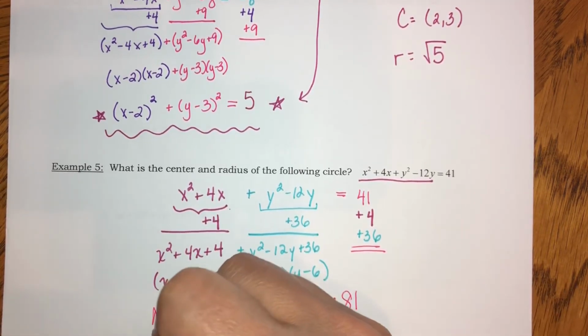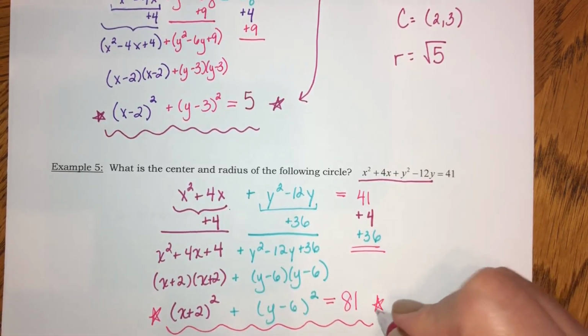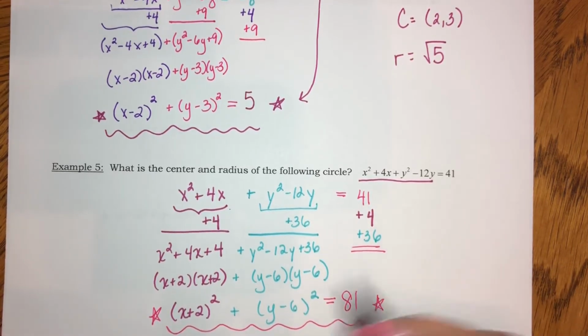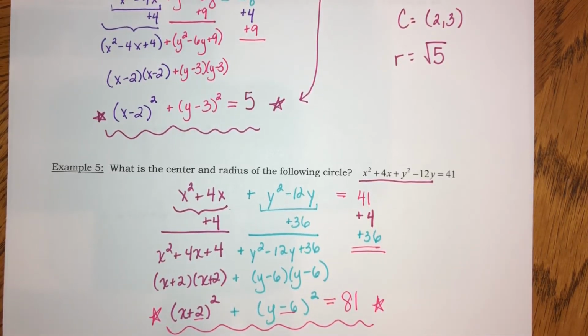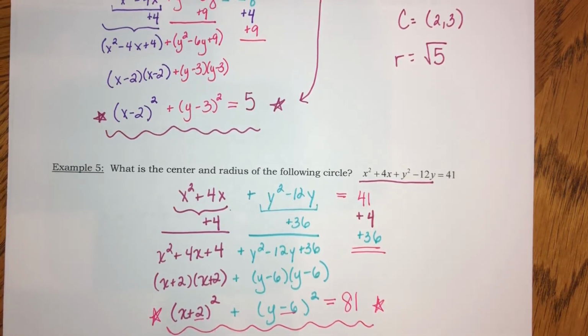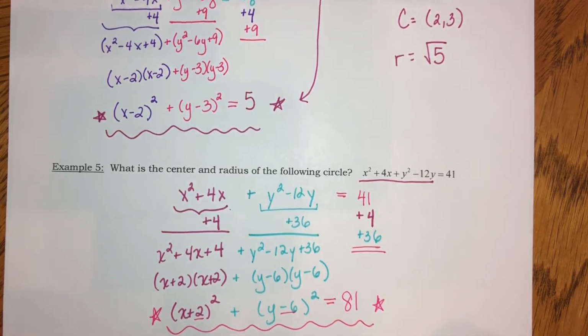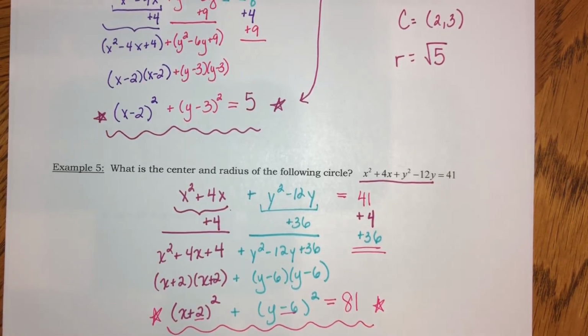So this mess, this is center radius form. And then this problem specifically asked you what's the center and what's the radius. Well, the center is easy. We're just going to change our signs here. So our center is negative 2 comma positive 6. Our radius is the square root of the number on the other side, so the square root of 81 is 9. And those are your answers.